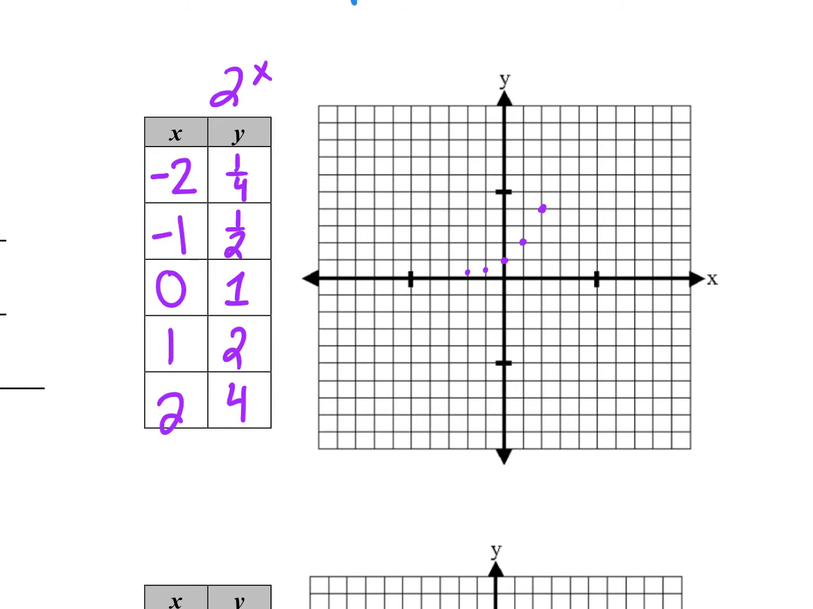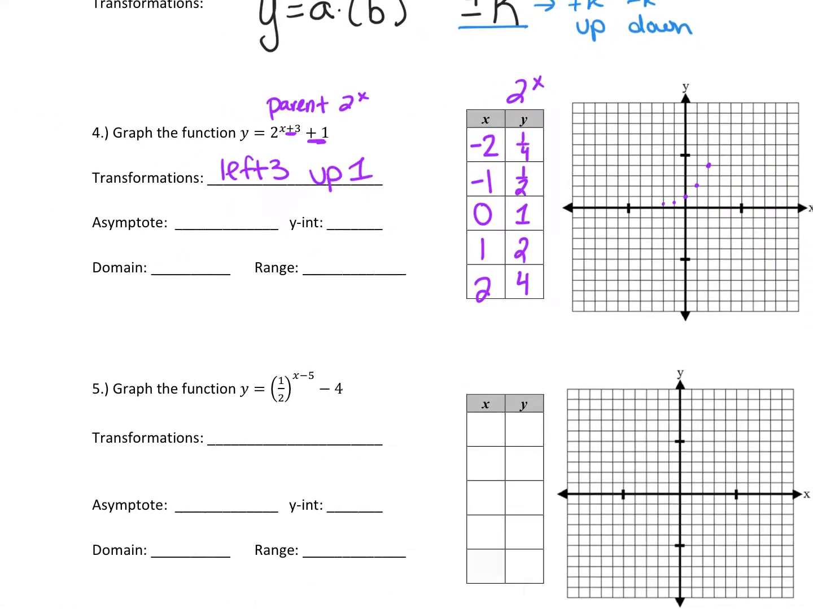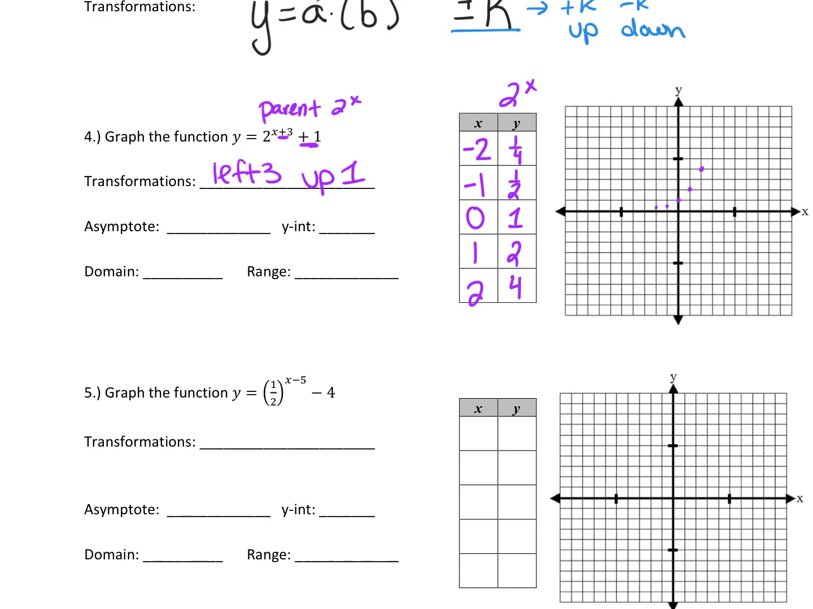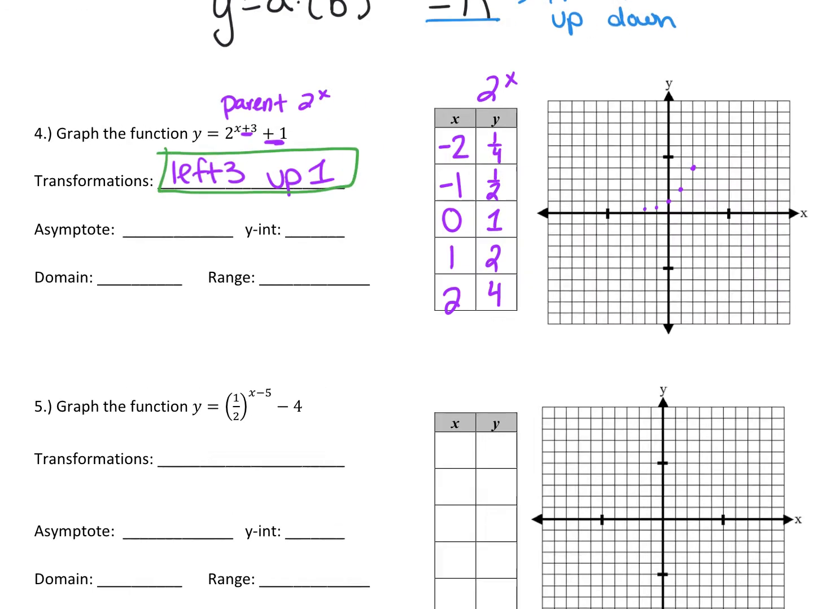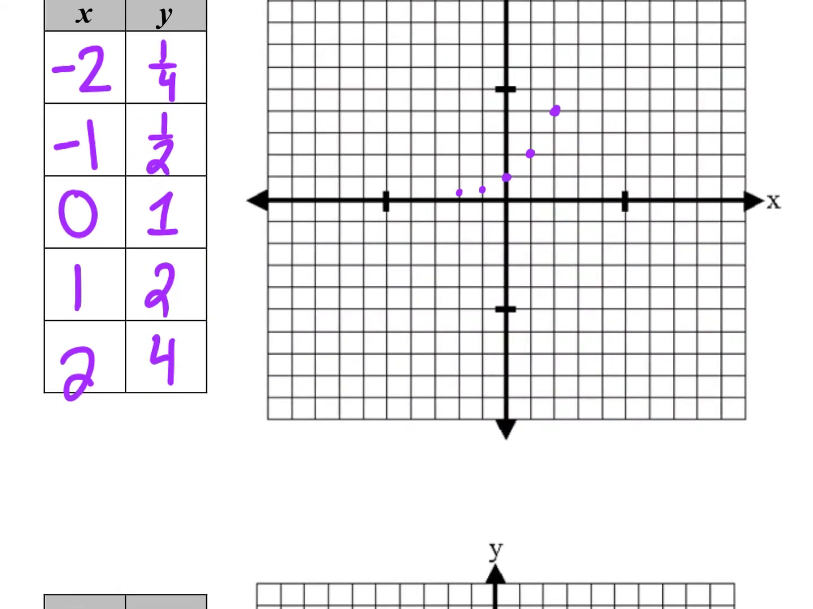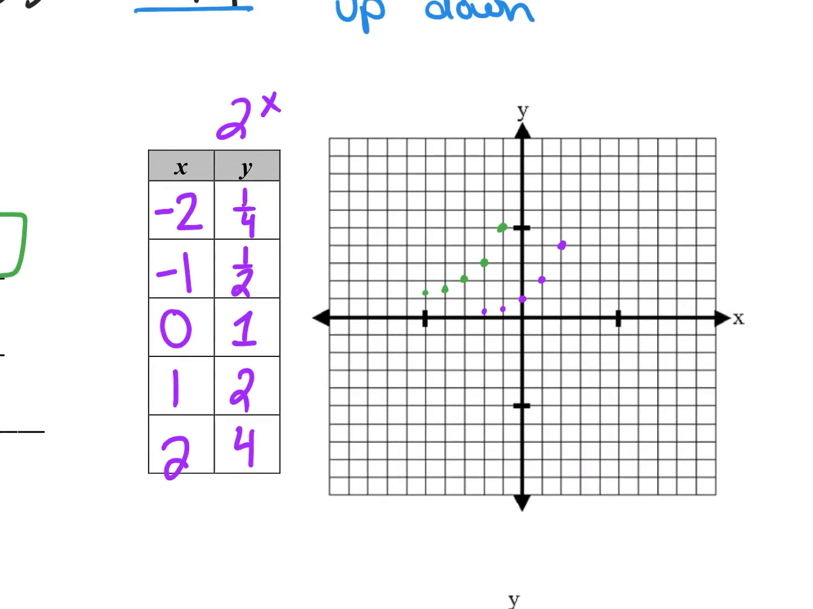All right, so now each of those points I'm going to shift left 3 up 1. So I'm going to start with this first point to the left. I'm going to go left 3 up 1, so it's going to shift to there. Then this next point, 1/2, left 3 up 1, left 3 up 1. So again, I shifted all those points in purple, left 3 up 1, and that made my graph in green. And so my graph in green is going to look like this.